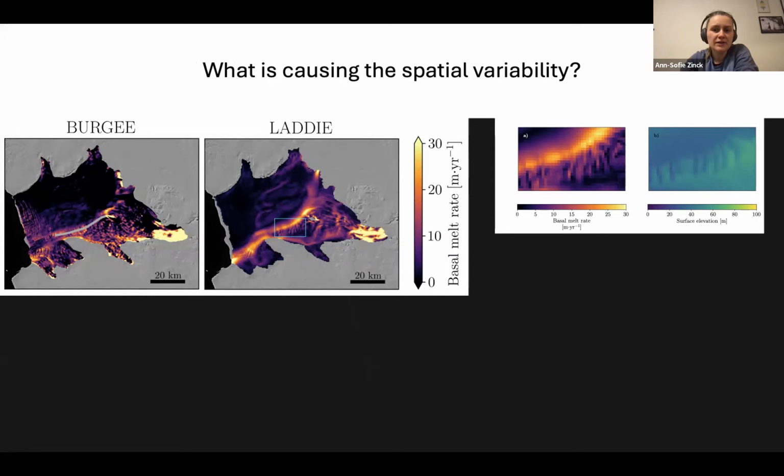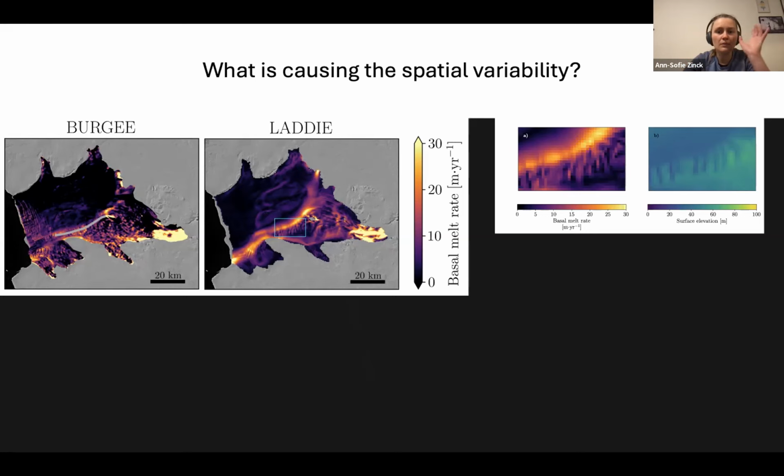And the basal melt rate that we see here, we also see this wavy pattern. I should mention here that in Ladi we see it a bit next to the channel, and not in the channel as we see from the observations. But we can still compare this to what we observe. And what we also see is that there are these surface undulations appearing in the surface elevations.